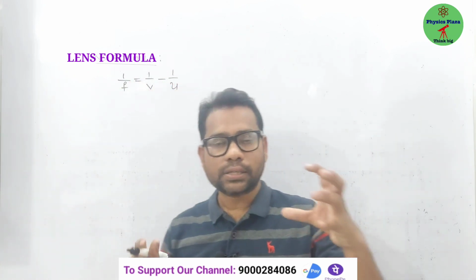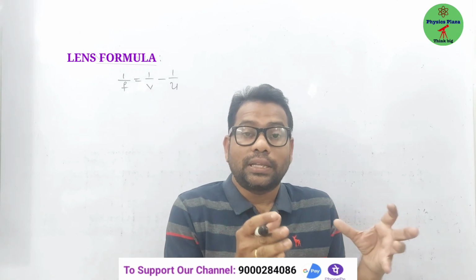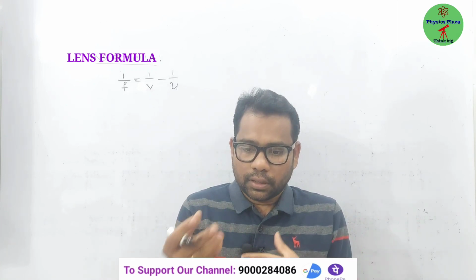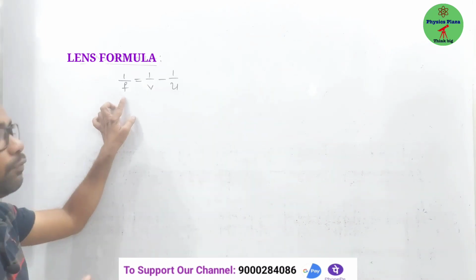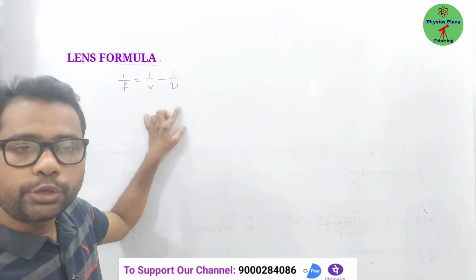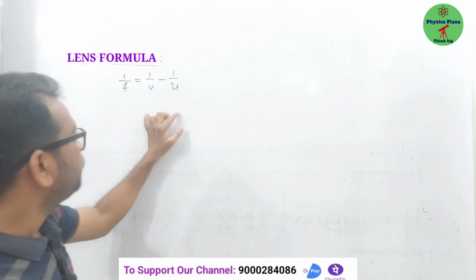In the exam, they will sometimes ask us to write the lens formula and even mention the meaning of the symbols involved here. So what is F, children? Focal length. V is image distance. U is object distance. Clear? Fine.